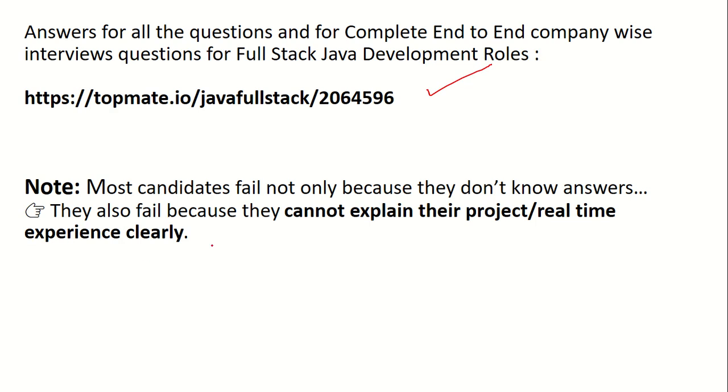And do remember that most candidates not only fail because they don't know the answers to the questions, but also because they cannot explain their project or real-time experience clearly. So by going through this course and the interview questions that I have collected, you should be able to clear any interview and also be able to work on real-time projects.